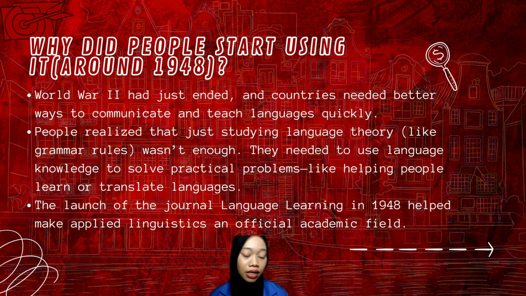Why did people start using it? It was around 1948. First, World War II had just ended, and countries needed better ways to communicate and teach language quickly. People realized that just studying language theory like grammar rules wasn't enough. They needed to use language knowledge to solve practical problems like helping people learn or translate languages. The launch of the journal Language Learning in 1948 helped make applied linguistics an official academic field.